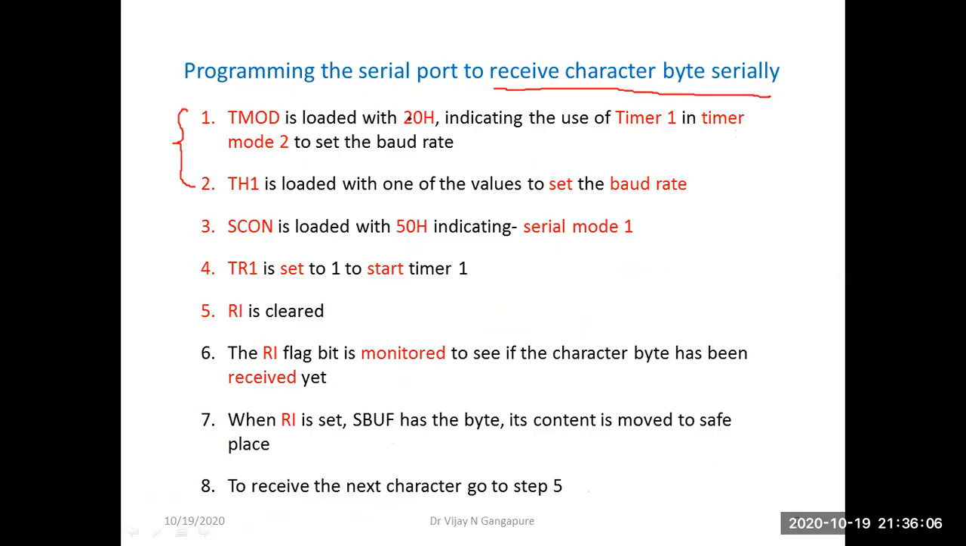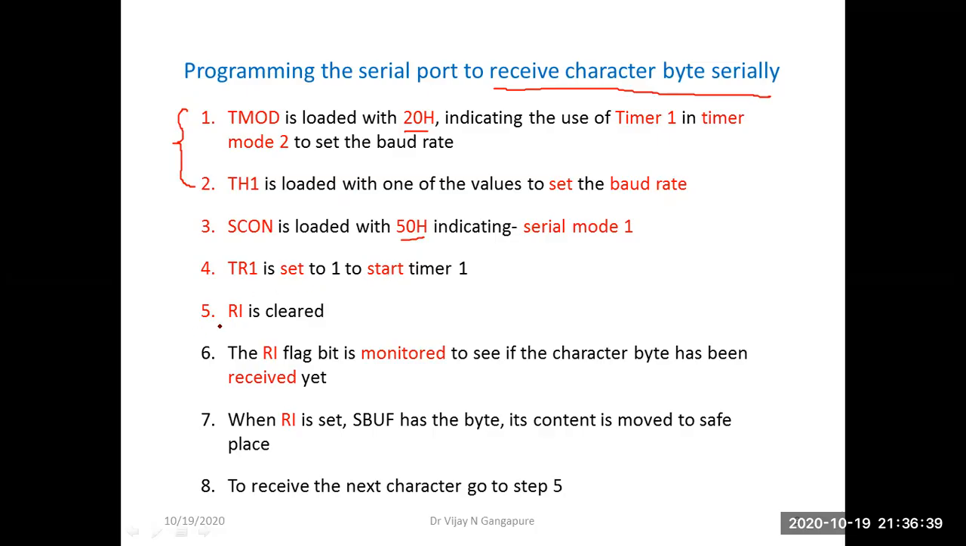Okay, so TMOD is loaded with 20H, that will configure timer 1 in timer mode 2, that is 8-bit auto reload mode. Then we have to load TH1 with a particular value to set the baud rate. Then SCON is loaded with 50H. In this way we are configuring serial port of 8051 in mode 1, that is 8-bit UART mode. Then TR1 is set to turn on timer 1 so that we can begin reception.